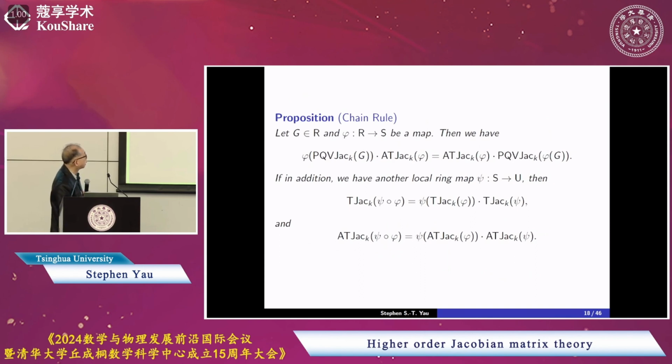So we can compute a chain rule. Say G is an element in R, and phi is a mapping from the ring R to S. Then you have this formula: phi of the P-quasi vector Jacobian matrix of order K of G, times the associated transformation Jacobian of phi, is equal to the associated transformation Jacobian of phi times the PQV of the Taylor expansion of phi G. If you have another mapping, first from R to S and then S to U, then you have this chain rule written down explicitly. And you also have the chain rule for the associated transformation group.